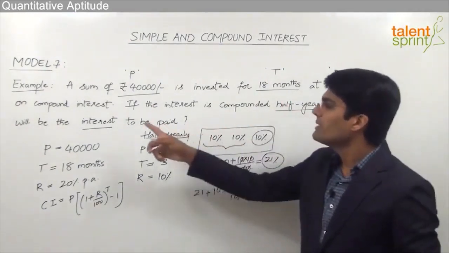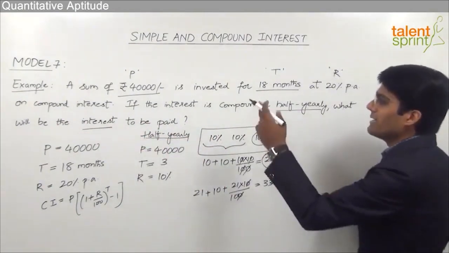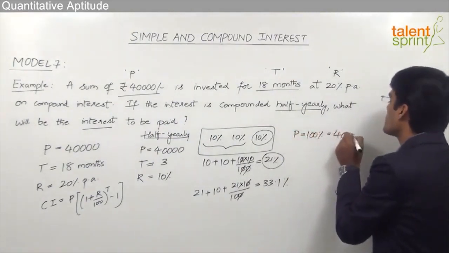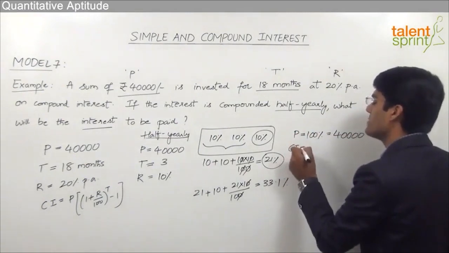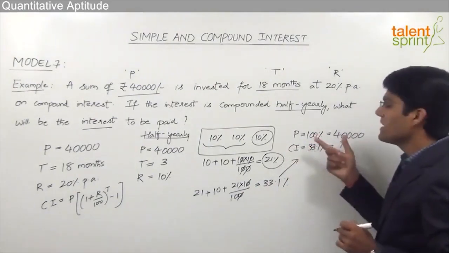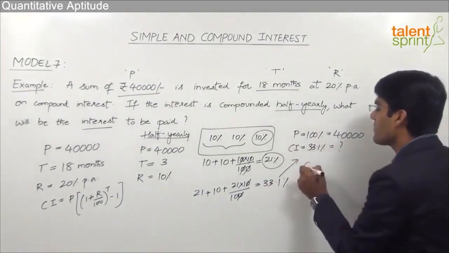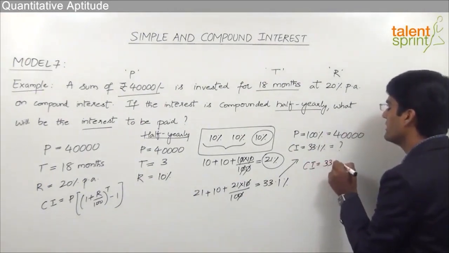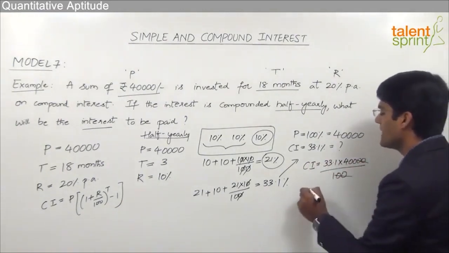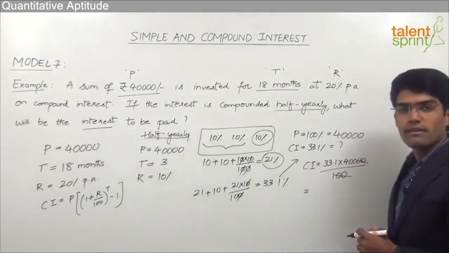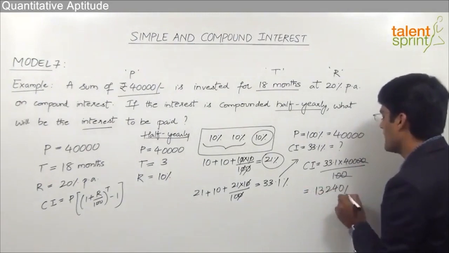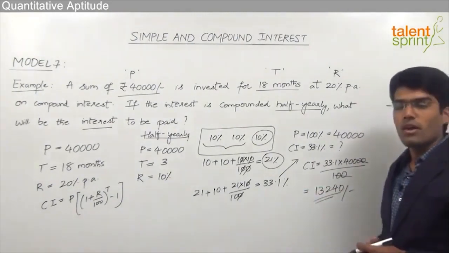As the question says, what will be the interest that has to be paid? So we know that the principal here is 40,000. So we can say 100% is equivalent to 40,000 rupees, and we need to find out the compound interest, which we have calculated as 33.1% is equal to what? By cross multiplication we get the required answer. So we can say that the compound interest here would be equal to 33.1 into 40,000 divided by 100. And by doing the calculations we get the answer as 33.1 into 400. That would be equal to 13,240 rupees. So the final answer here is 13,240.